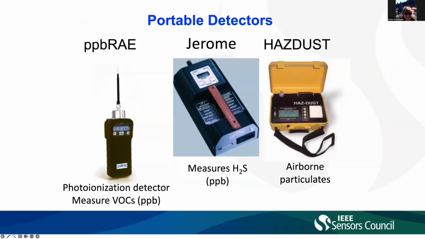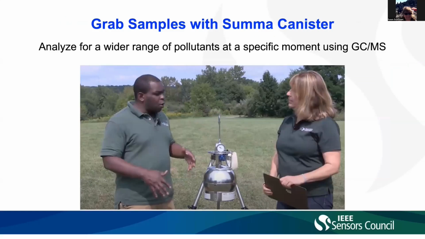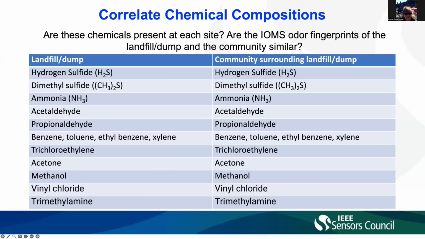There are also portable monitors that we've used. One is a photoionization detector that measures all the VOCs, and there are portable hydrogen sulfide and dust monitors, to see how those relate to the IOMS devices. Another possible way of relating to the e-nose or IOMS devices is using grab samples with a SUMMA canister, where you take the air sample and then send it to the lab to look at what the compounds are in there. And this will be helpful in the following way. You can correlate the chemical compositions, let's say on a landfill or dump, with those in the community.